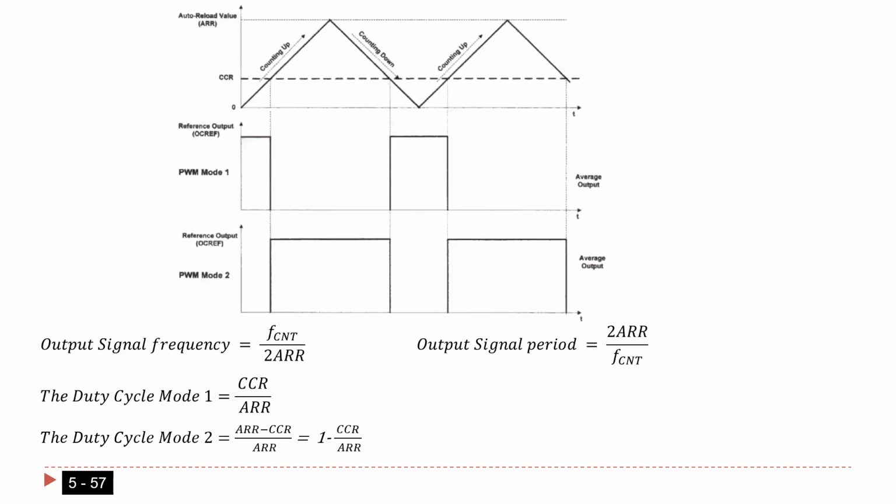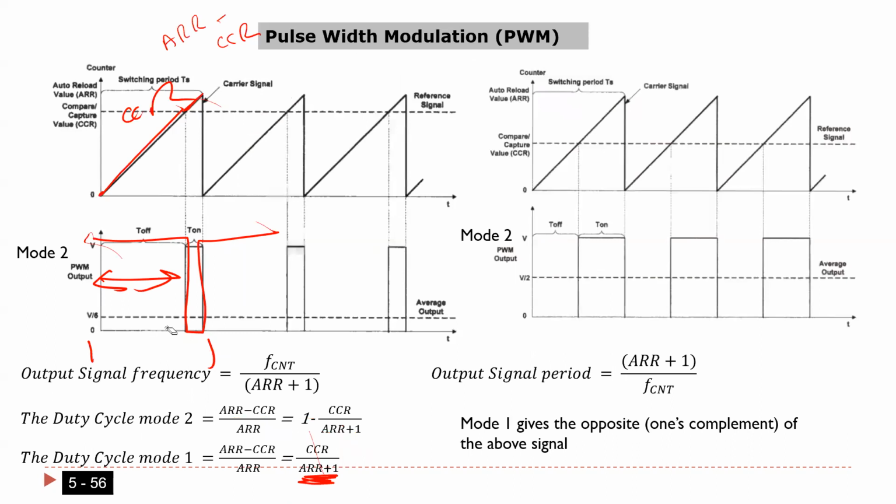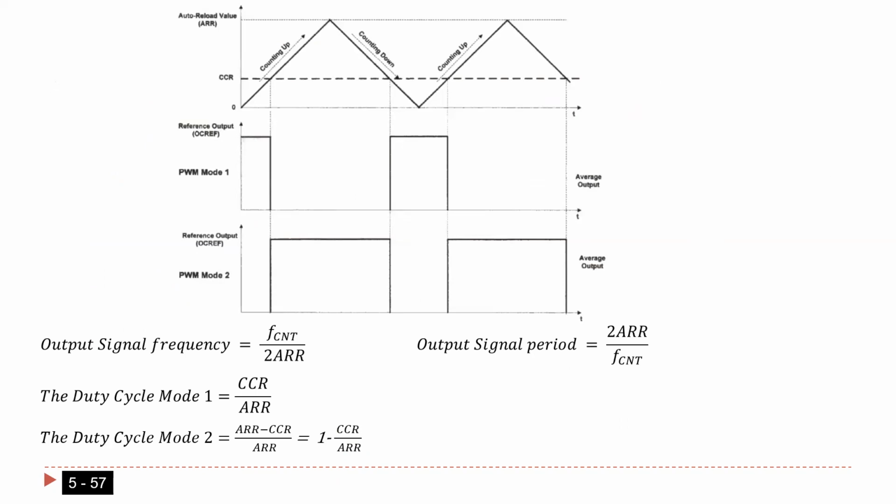Here, if you want to use the timer to count up and down, you are going to get a signal this way. This is mode 1 and this is mode 2. You can see there is a difference between this one and the previous one. The frequency here is going to be half, because here the frequency is similar to this time. However, because you count up and down, the period goes from here to here, which is double. So that's why you see this.